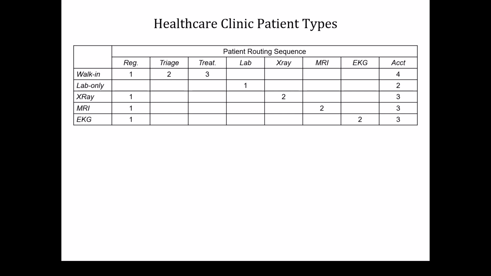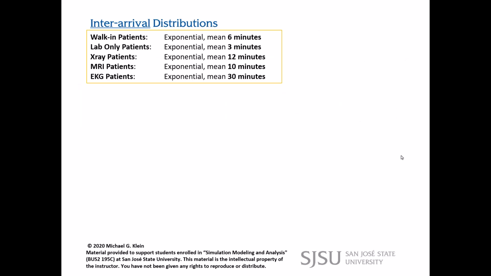For example, for walk-in patients, they will visit registration, then triage, then treatment. After that, they'll visit accounting, and then they'll exit the system. Patients that only require labs will go to the labs, then do the accounting, and exit the system. Whereas for x-rays, MRI, and EKG, they'll need to register first, then have the specialty service, then have accounting, and then exit the system. For this system, we'll have the following inter-arrival distributions.